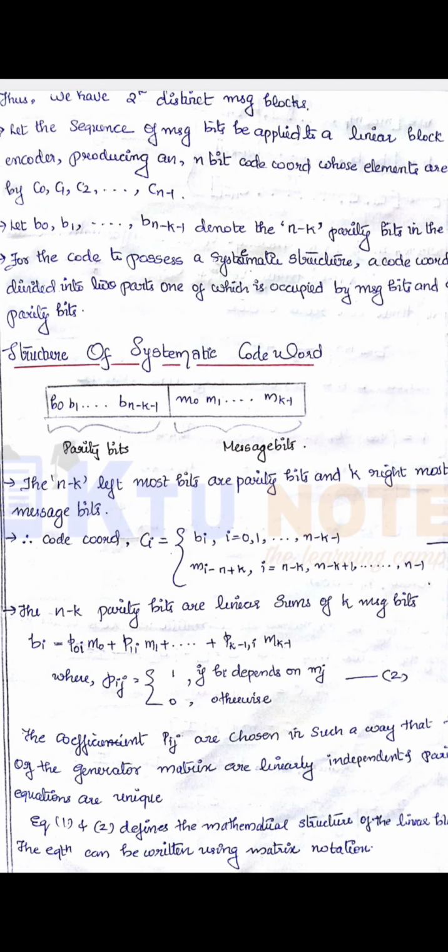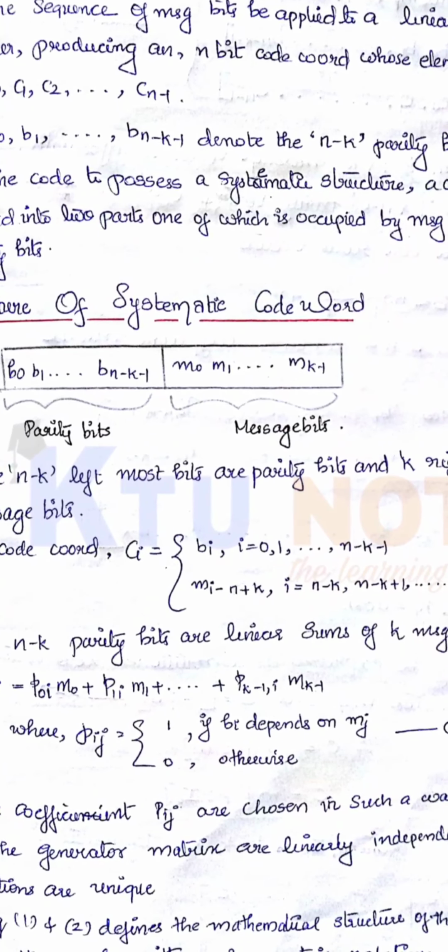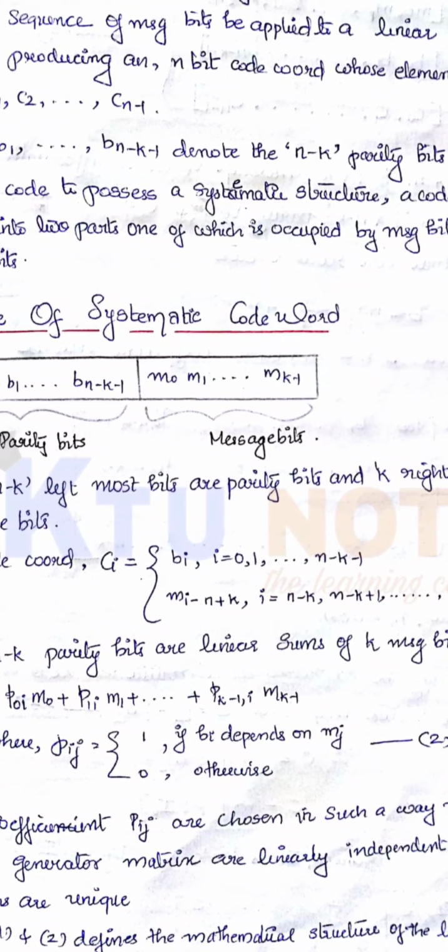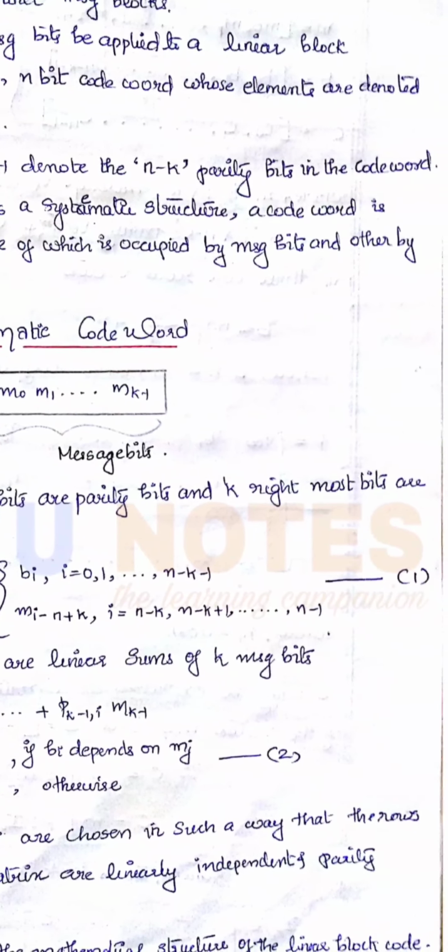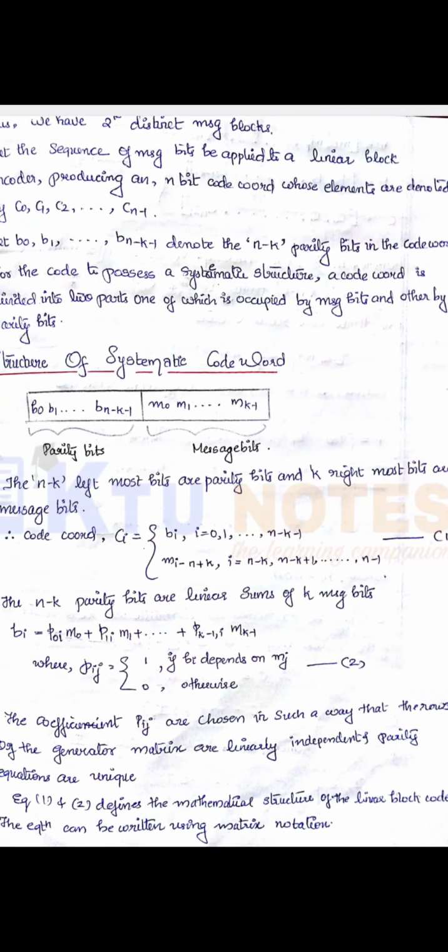So this code word Ci is equal to, for the first portion, Bi, and for the next portion, Mi minus n plus k. So Bi is for i from 0 to n minus k minus 1. Then the next term is Bn minus k, the next term is Bn minus k plus 1. So that is the message portion, that is Mi minus n plus k, where i runs from n minus k, then n minus k plus 1, etc. The last term is n minus 1. So this is how a code word will look.